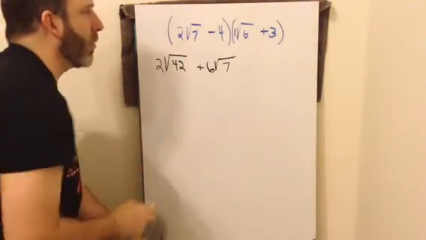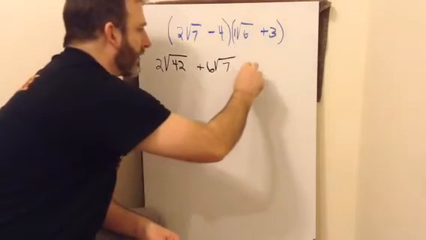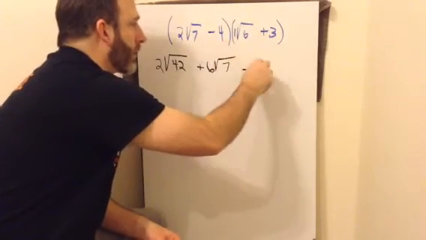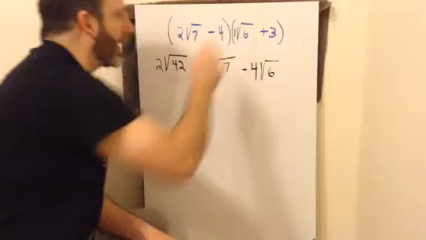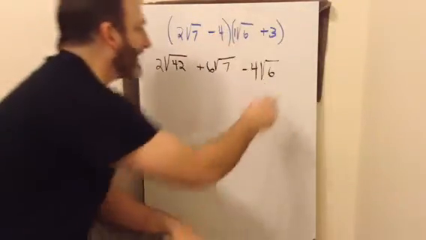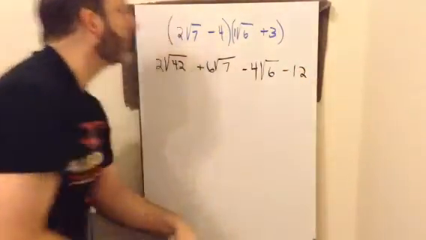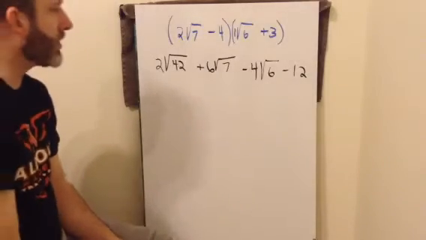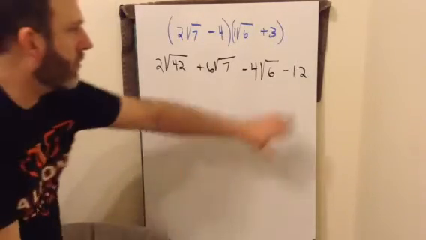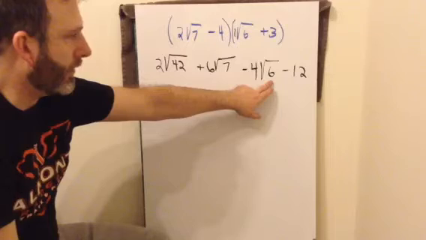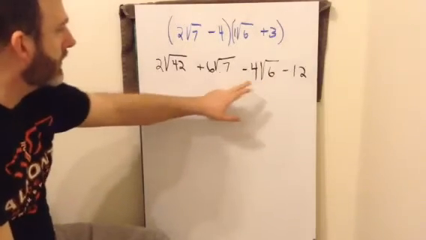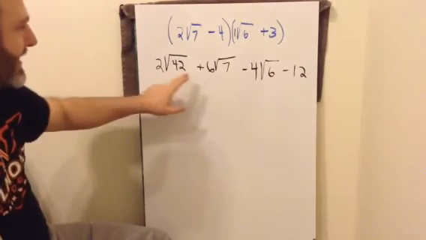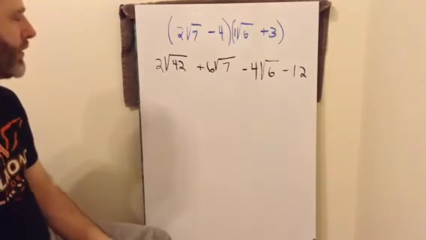Negative 4 times 1 square root of 6. Negative 4 times 1 is negative 4 square root of 6. There's no radical there. And the negative 4 times 3 is negative 12. Okay? So, no radical there, nothing to take out. There's no perfect square here. There's no perfect square in there. Is there one in 42?